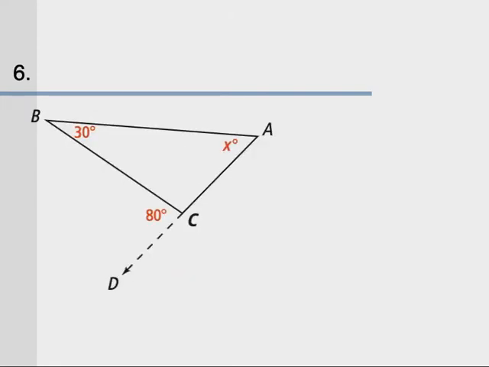Try number 6. This one's interesting. This time the exterior angle has an answer, but you could still say it's equal to the sum of the remote interior angles. So you could say adding x plus 30 should equal 80. So x would have to equal 50.